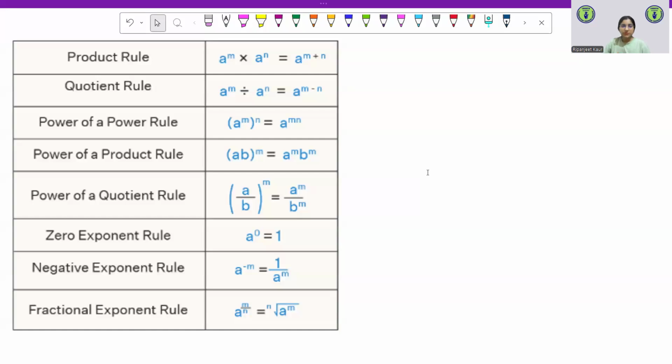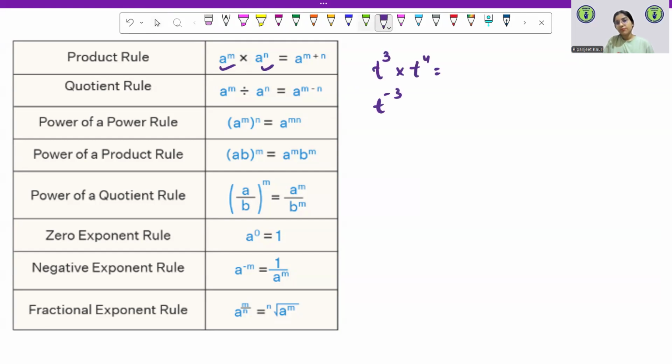Let's do all the rules. So first rule is the product rule. That is, if the base is same, the exponents or the powers get added. So base is same, for example, here, and the powers get added. Let's take an example, t raised to power 3 times t raised to power 4.